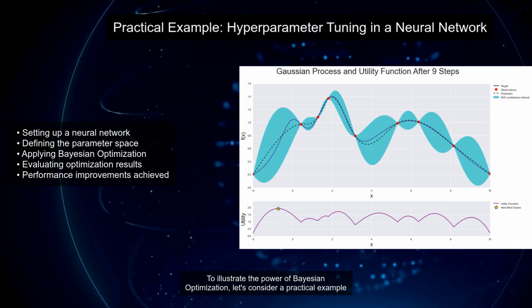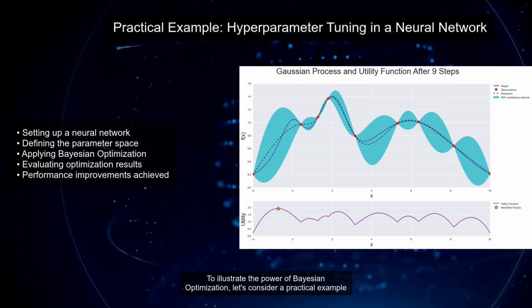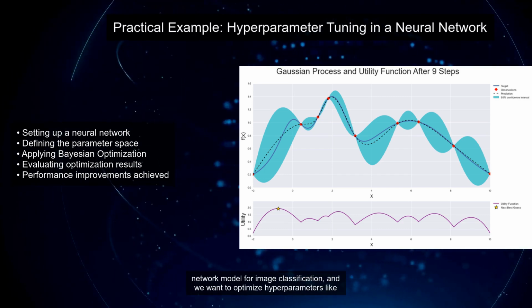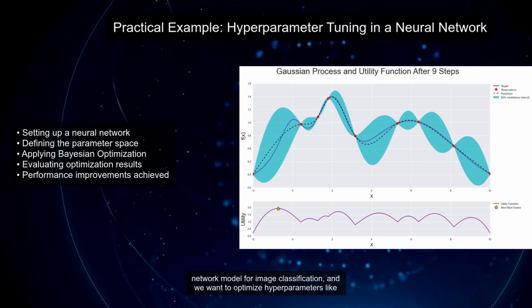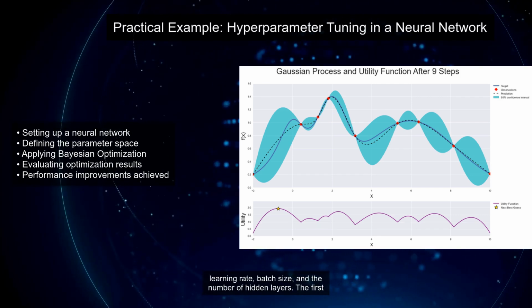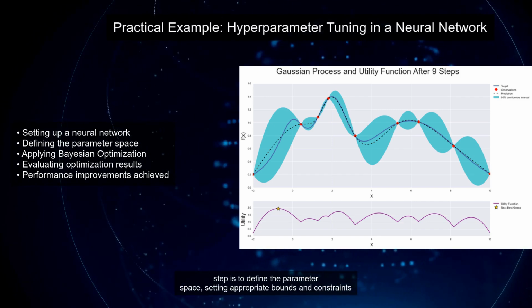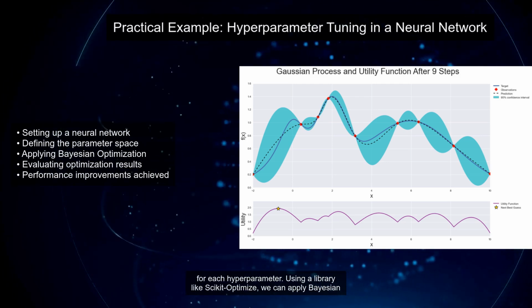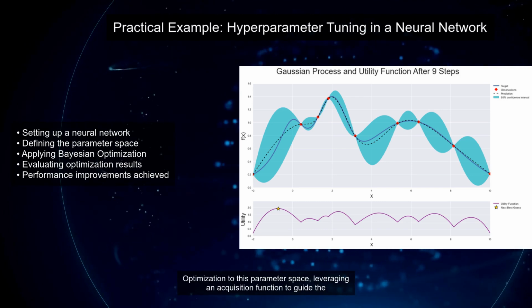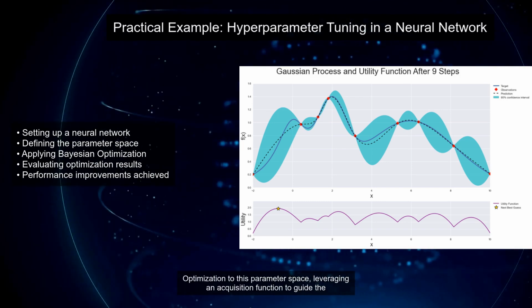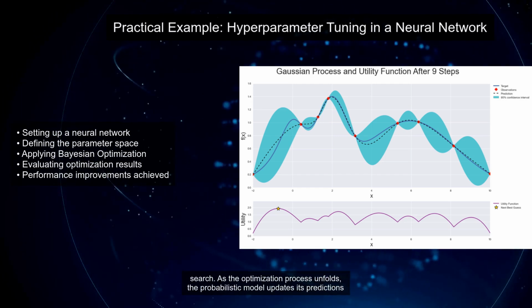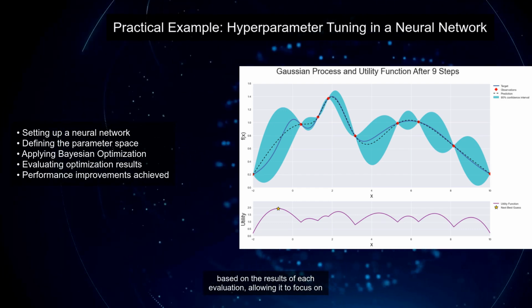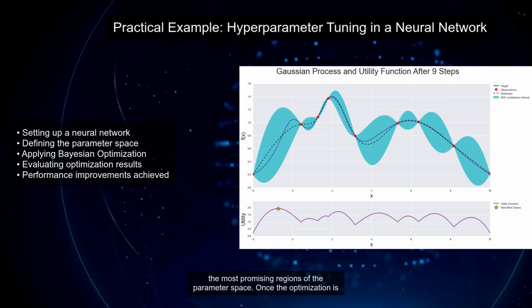effectively. To illustrate the power of Bayesian optimization, let's consider a practical example of hyperparameter tuning in a neural network. Suppose we have a neural network model for image classification, and we want to optimize hyperparameters like learning rate, batch size, and the number of hidden layers. The first step is to define the parameter space, setting appropriate bounds and constraints for each hyperparameter. Using a library like scikit-optimize, we can apply Bayesian optimization to this parameter space, leveraging an acquisition function to guide the search. As the optimization process unfolds, the probabilistic model updates its predictions based on the results of each evaluation, allowing it to focus on the most promising regions of the parameter space.